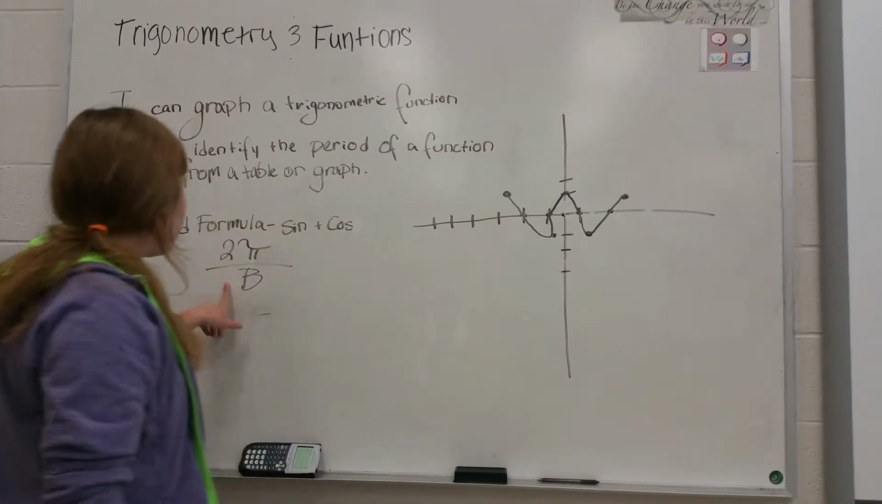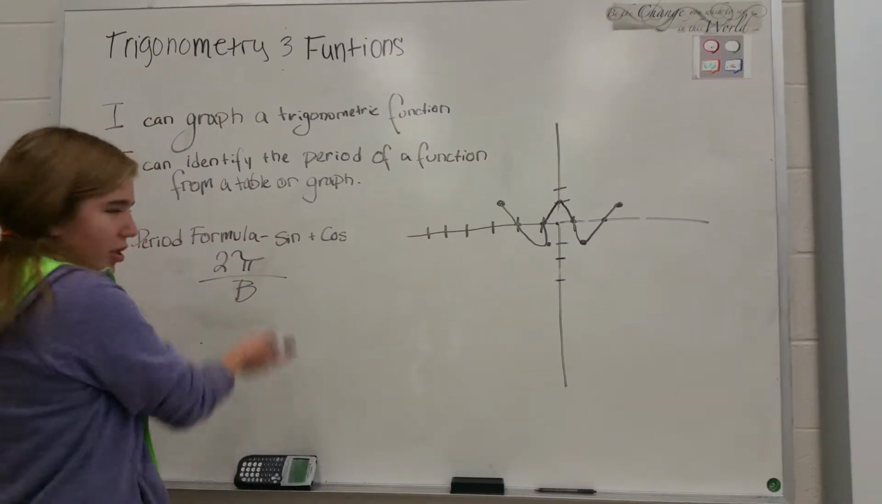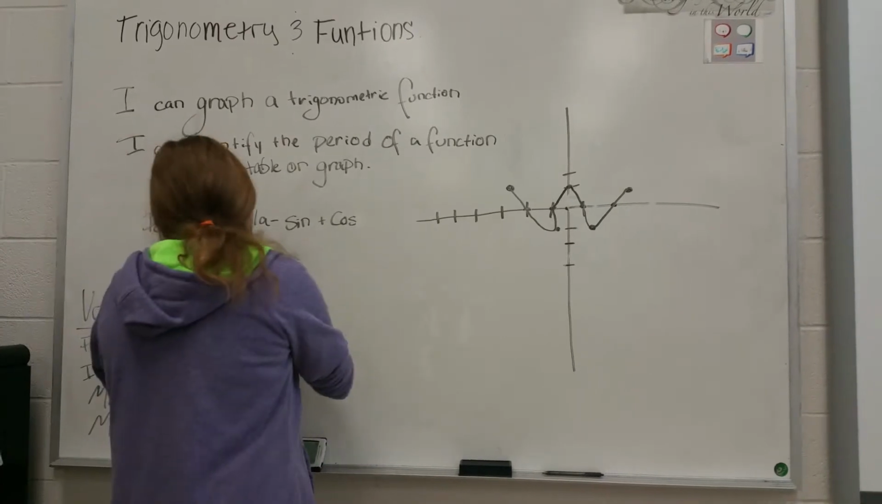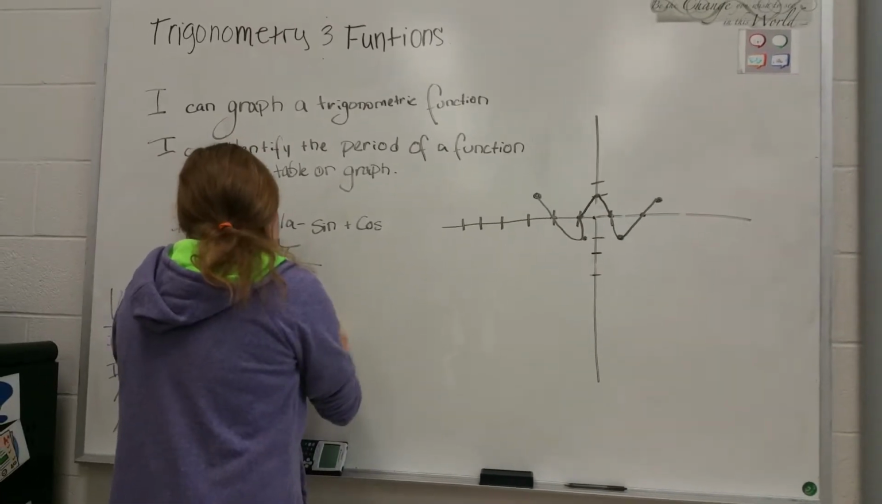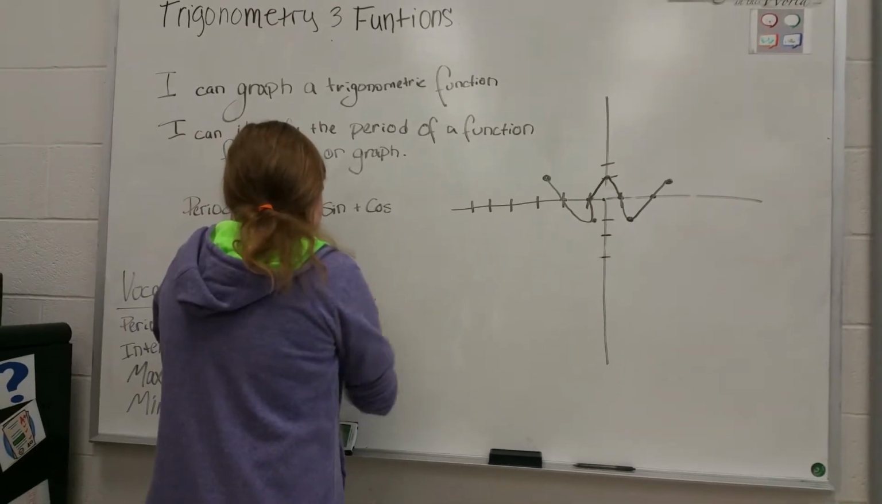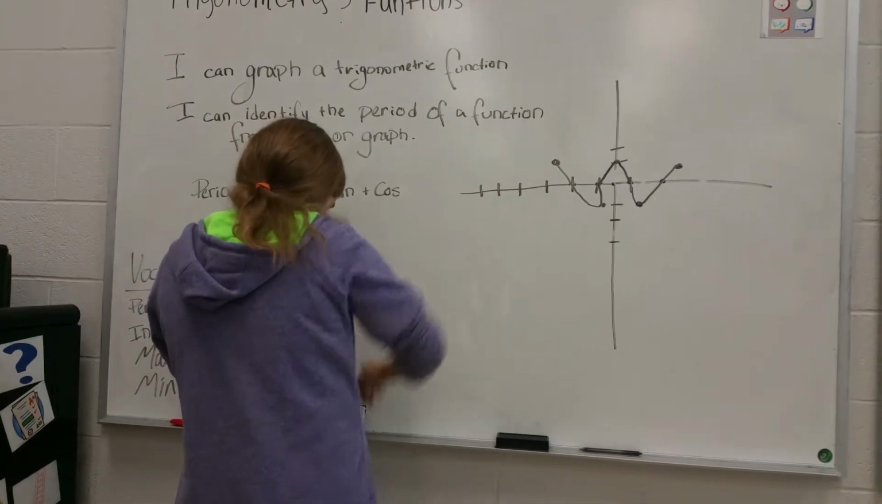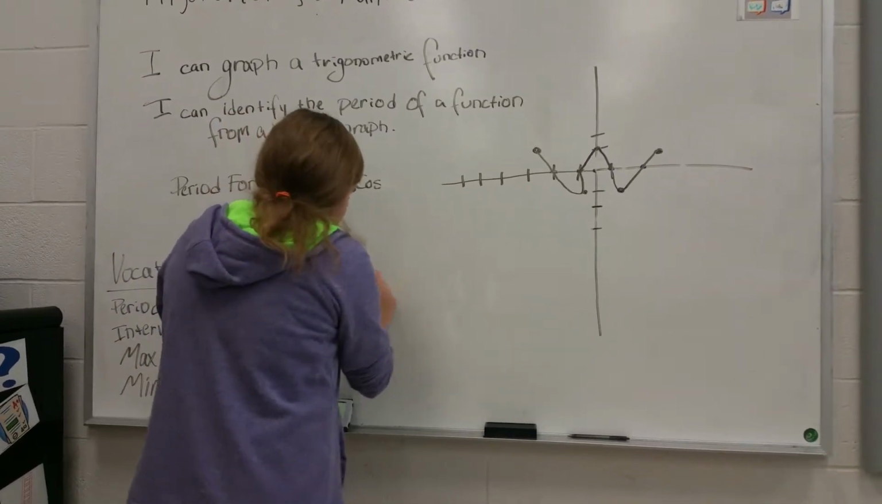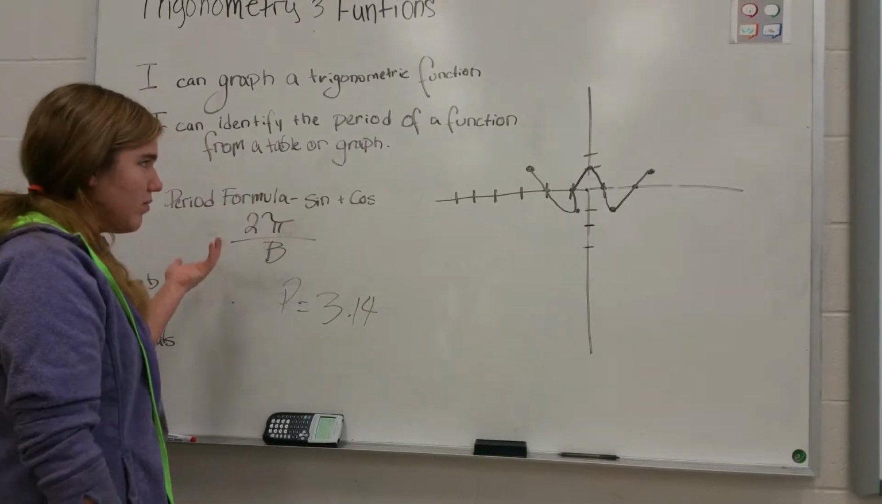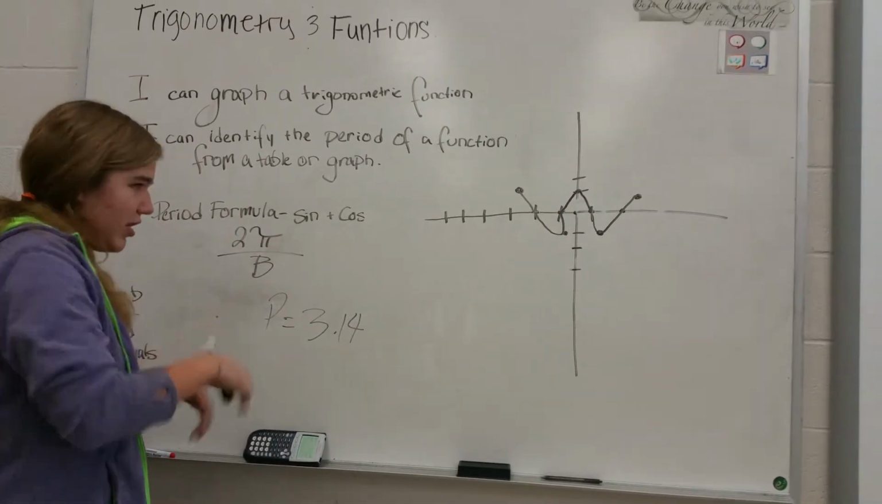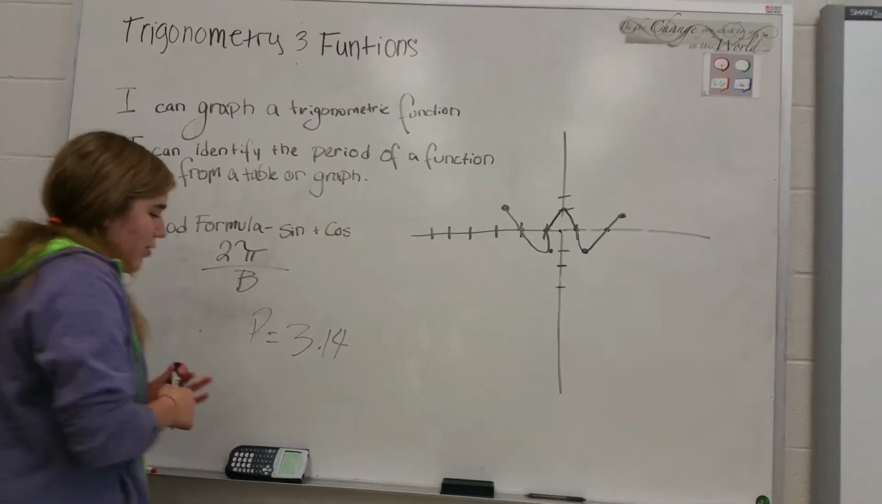And to find the period, you use the exact same thing, so it would again equal 3.14 because, of course, you're multiplying pi times 2 and then dividing it by 2, so it would just equal 3.14.